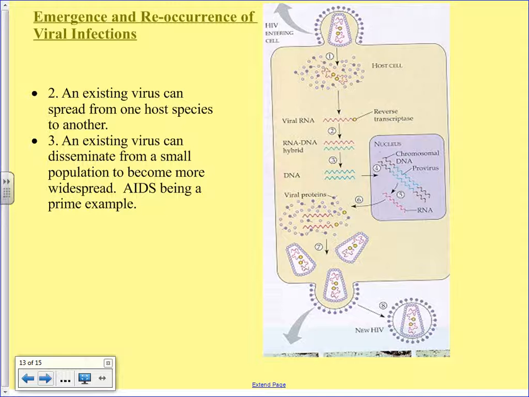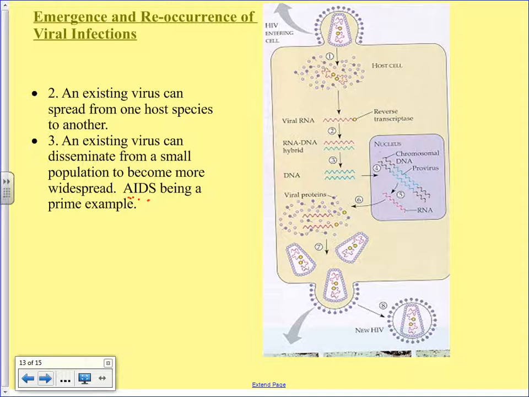Or an existing virus can disseminate from a small population to become more widespread. That is, maybe it was only on one continent and someone traveled from that continent to somewhere else, or it was only within a certain group of people or a culture, and it spread out from there. AIDS would have been an example of that.